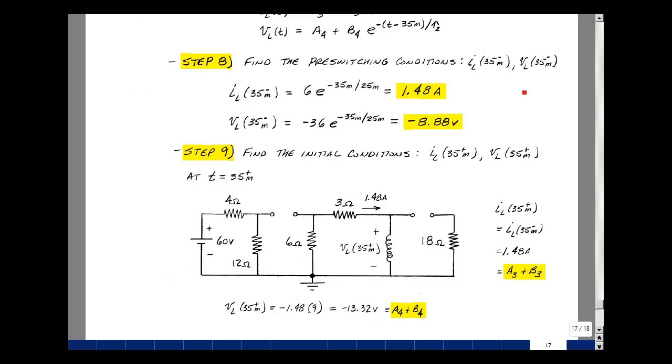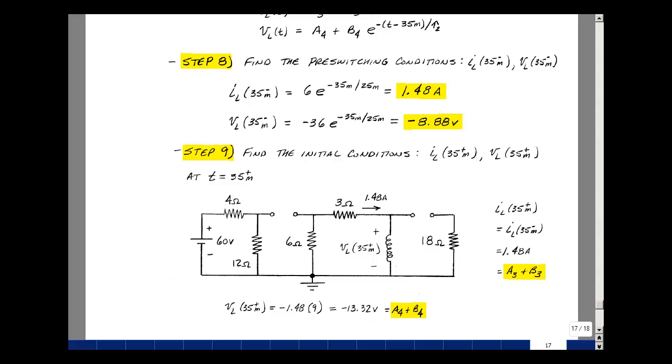What are the initial conditions? Now, as we pass through 35 milliseconds, just after that, this switch opens, but the current that was flowing in the inductor is also flowing in this resistor, and that's still 1.48 amps. That's going to be equal to my A3 plus B3 times e to the t minus T0. Now, t is 35 milliseconds, and we're subtracting T0, so we again get e to the 0. We just have 1 times B3. We have A3 plus B3 is 1.48 amps.